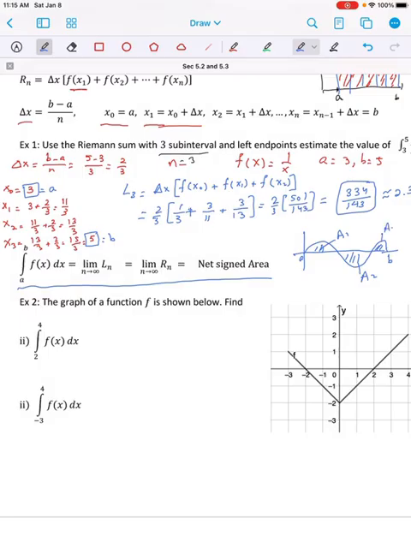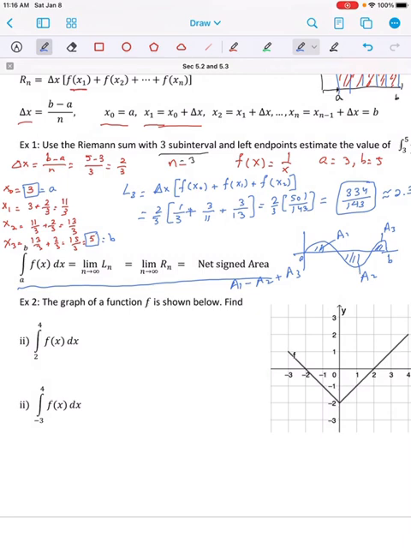So note here, we are finding the area between the function and the x-axis always. Then the definite integral in this case will be equal to A1 minus A2 plus A3. Why? Because A1 and A3 are above the x-axis, so they are positive. The area below the x-axis will be subtracted.